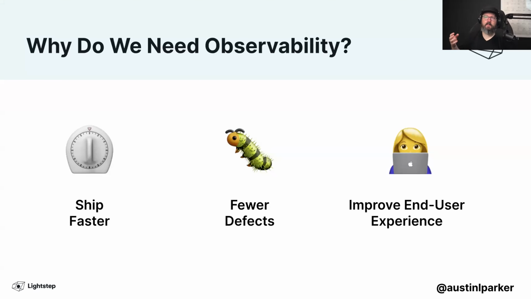This is another benefit of observability. If you are going to be shipping quickly, then you need to know what's going on. Otherwise, how are you confident that you're making changes that aren't actually negatively impacting performance?